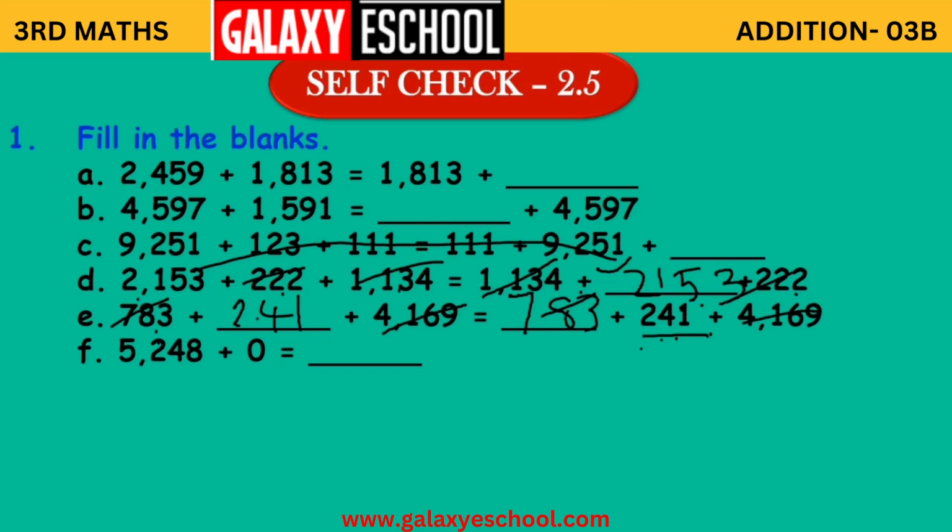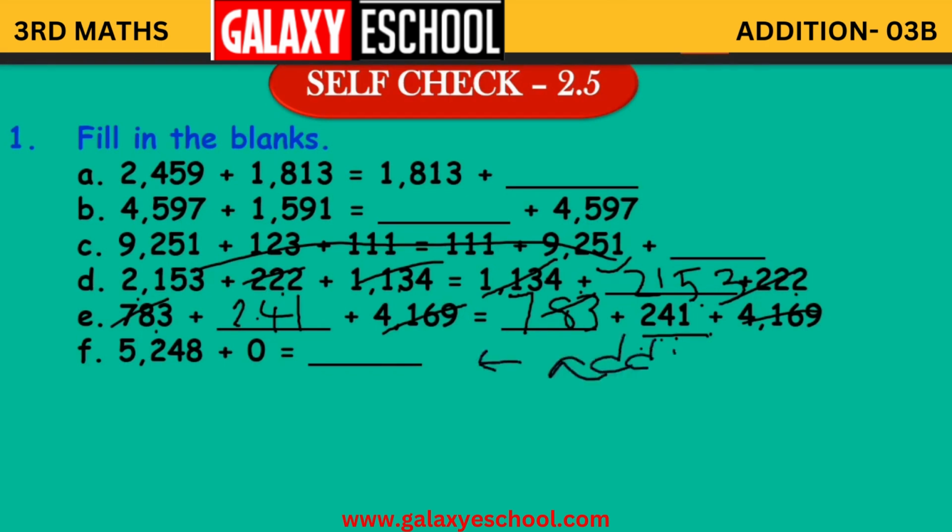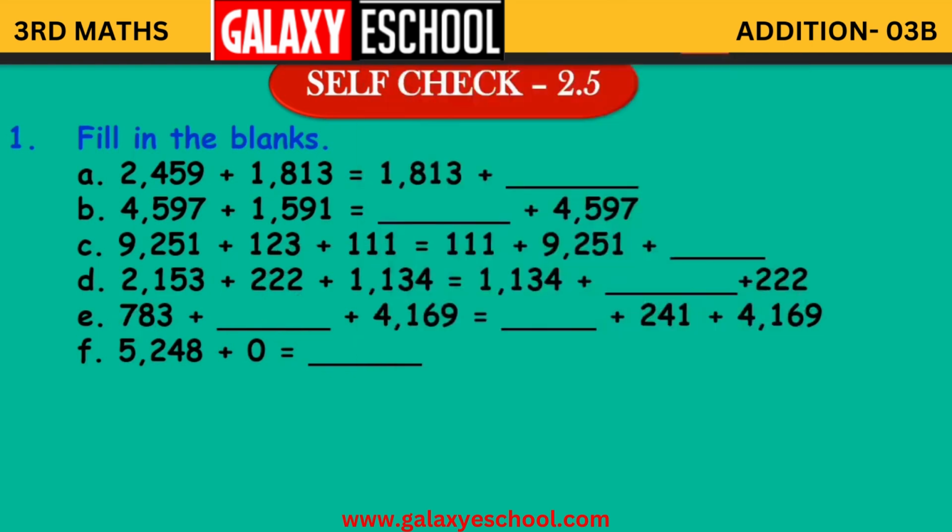Question number F. 5248 plus 0 is equal to dash. Now which property is this? This is our additive property of 0. What does it say? Whenever we add a number to 0, or whenever we add 0 to a number, the answer will be the number itself.